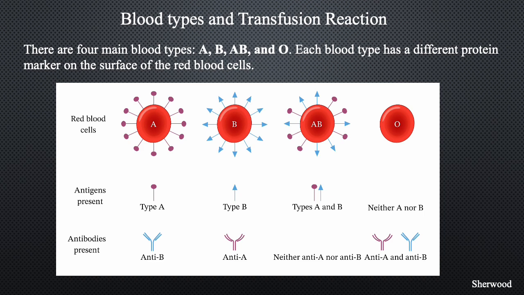So if a person with type B blood receives a transfusion of type A blood, their body will see the A antigen as a foreign invader and will attack the red blood cells. This can cause transfusion reaction, which can be mild or severe. The body sees the antigen as a foreign invader and attacks the red blood cells.